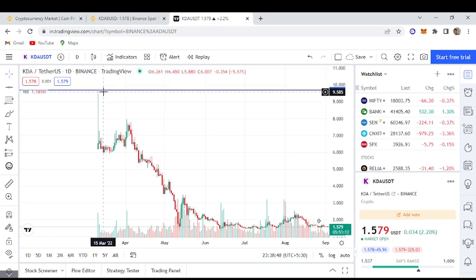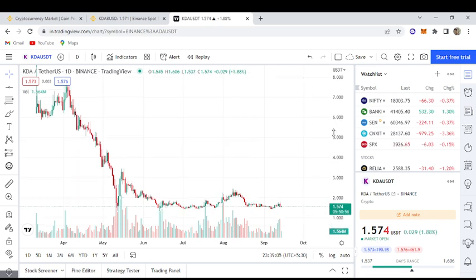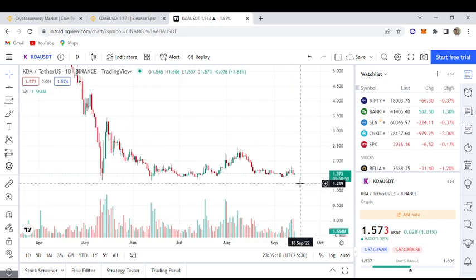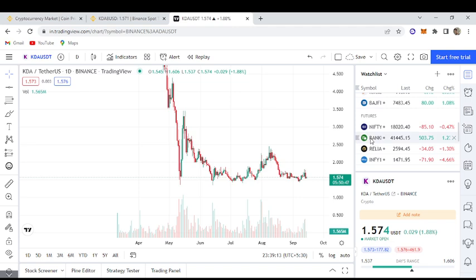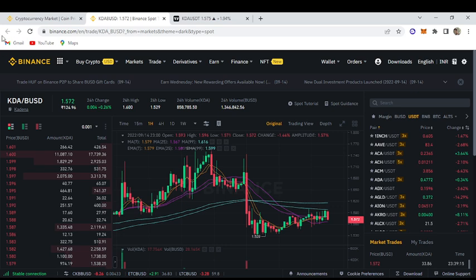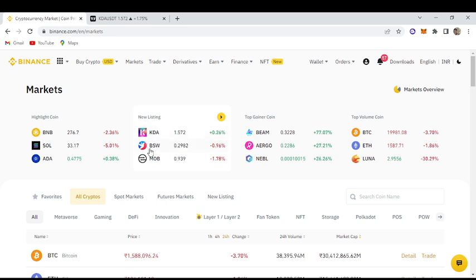So that's not a very old coin. We can see the chart from March 22, which is around 5-6 months ago. You can read more about this project. If you want to know about the coin, what they are building, what the team is doing, you can research by searching on Google or reading their white paper. So these are the new listings: KDA, BSW, MAB. These are the top gainer coins.